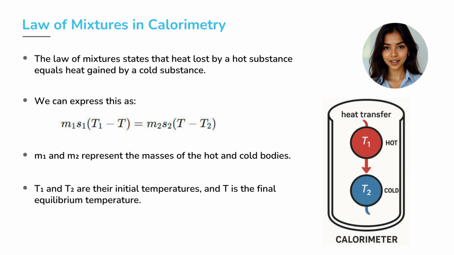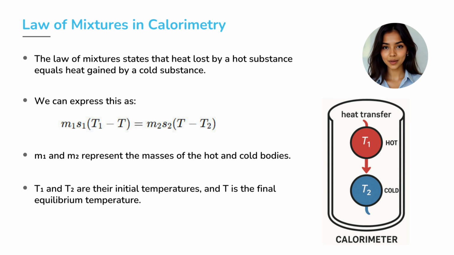To make this clear, here's what each term means. m1 and m2 are the masses of the hot and cold objects, measured in kilograms. s1 and s2 are their specific heat capacities, measured in joules per kilogram per Kelvin. T1 and T2 are their initial temperatures in degrees Celsius or kelvins. The final temperature T is the final equilibrium temperature of both objects.